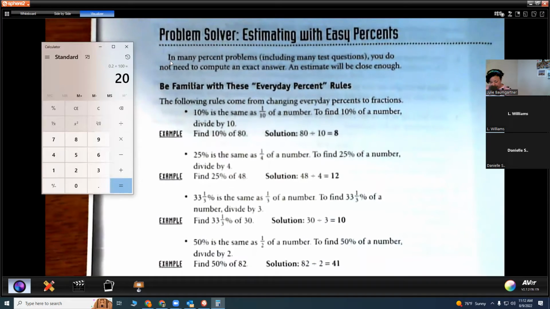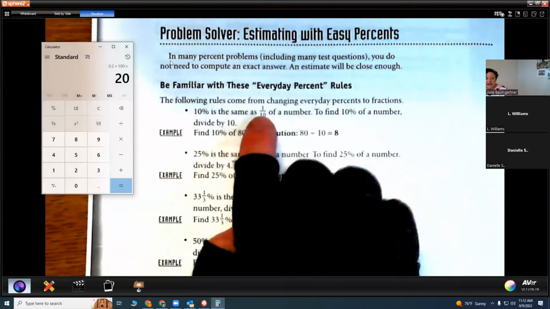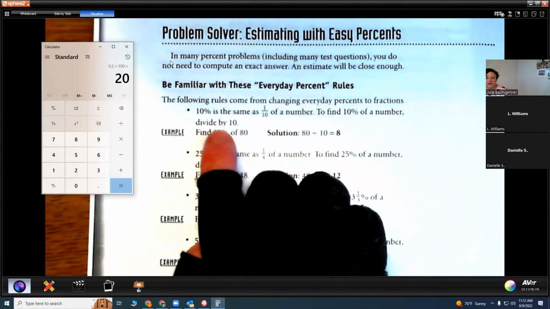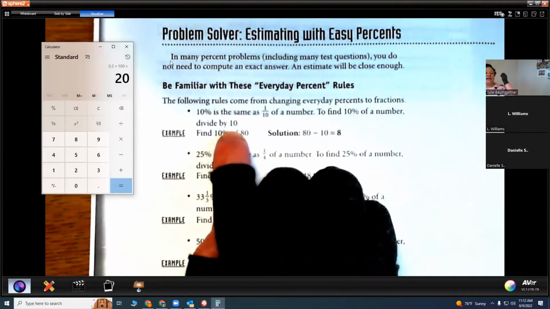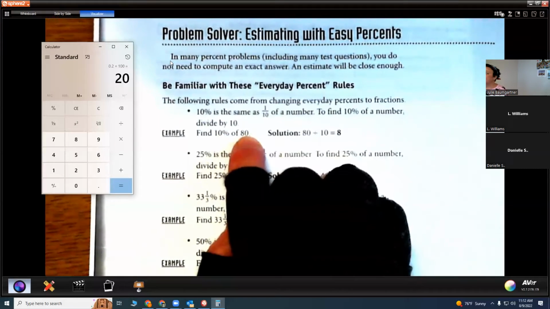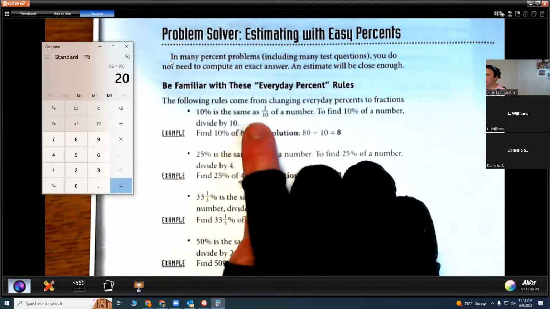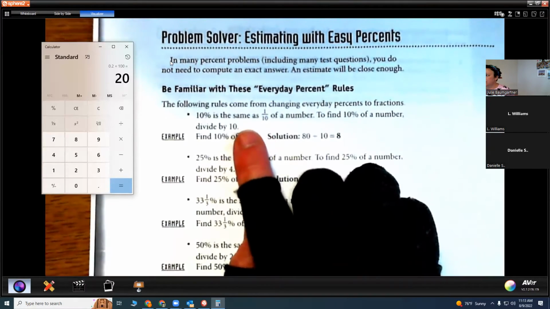So they give us these everyday percent rules. Okay, so, 10% is the same as 1/10 of a number. So to find 10% of a number, you just divide by 10. And so once again, just having these concepts clear in your mind, when I see the number 80, I know that 8 is 10%, because I basically just take my zeros off, or at least take 1 zero off, and that's 10%. 2 zeros, right?